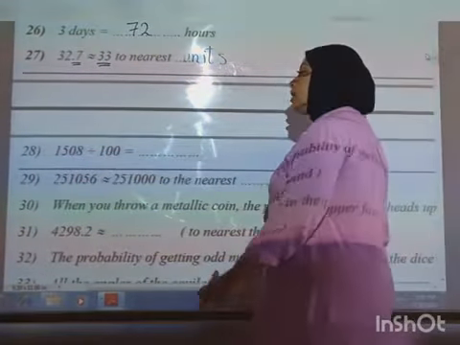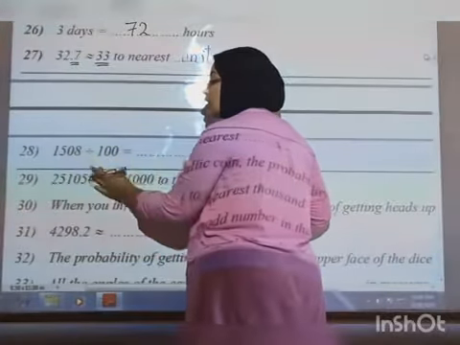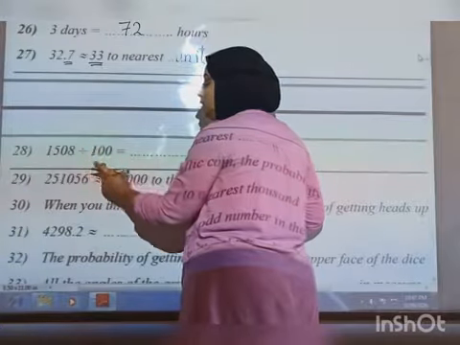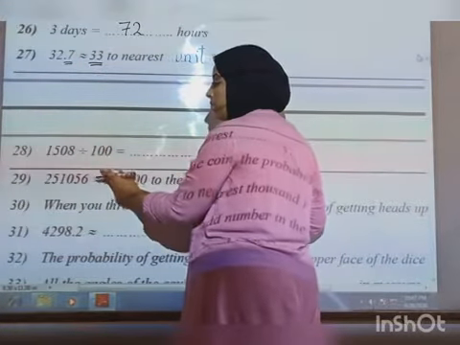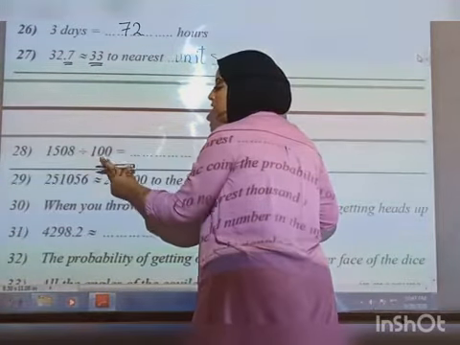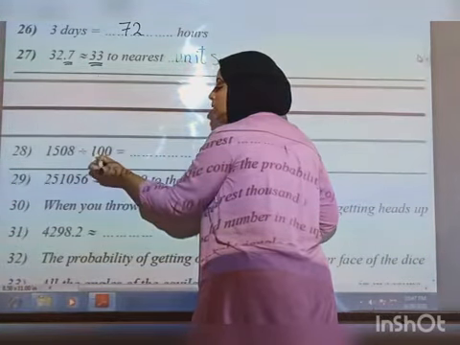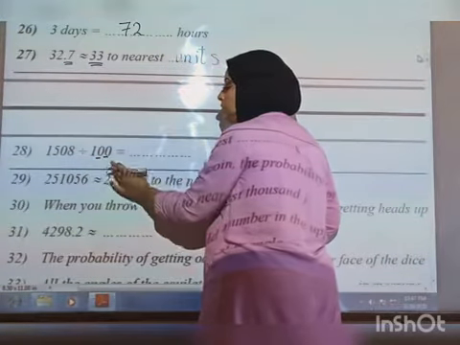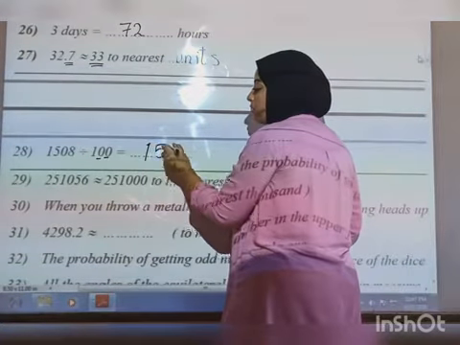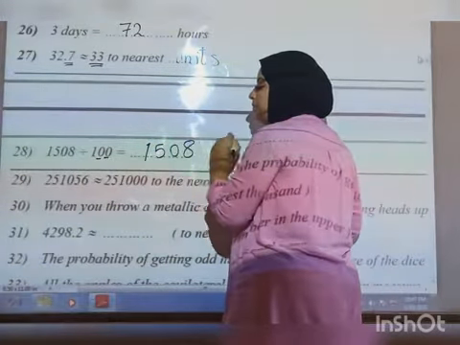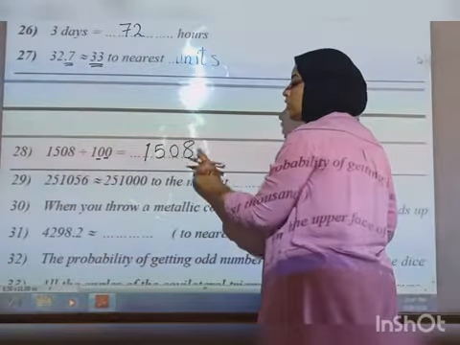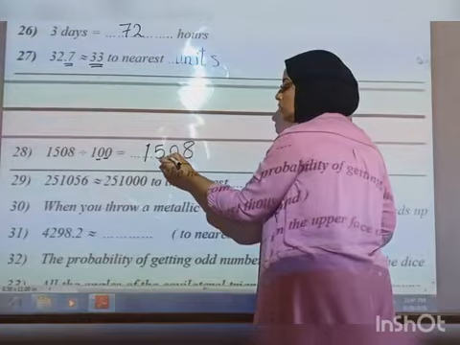Number 28, 1,508 divided by 100. We know that if we divide any number by 10 or 100 or 1,000, that means we will put a decimal point. Here we have 100, which has 2 zeros. That means we put the decimal point after 2 digits. 1, 2, so put the point.